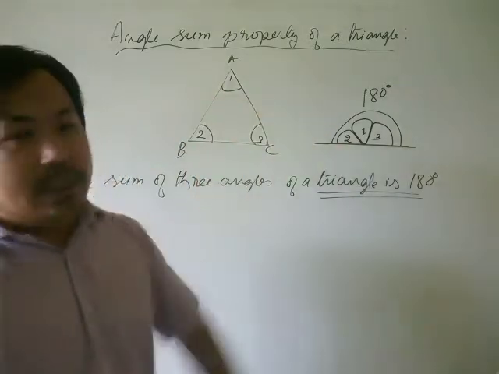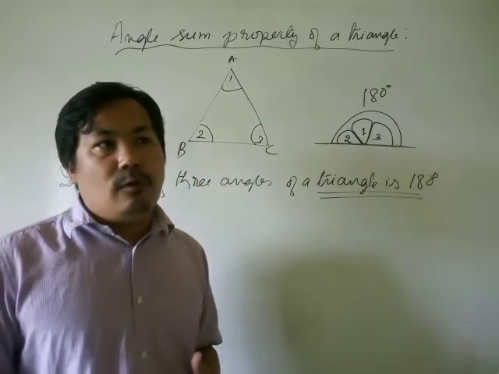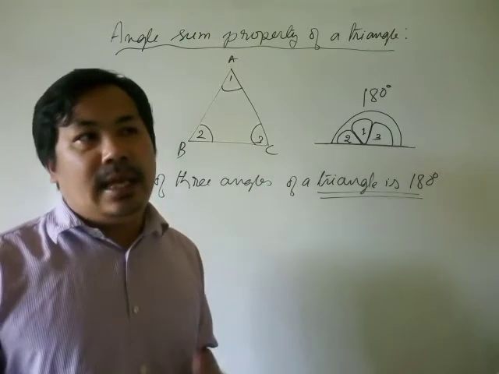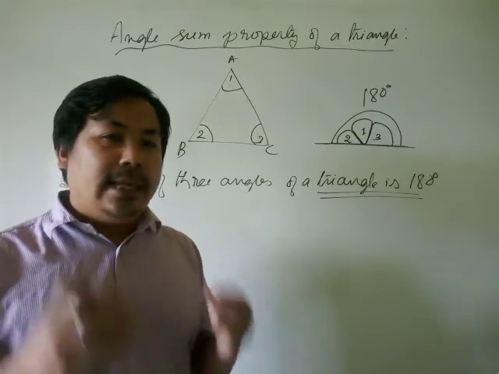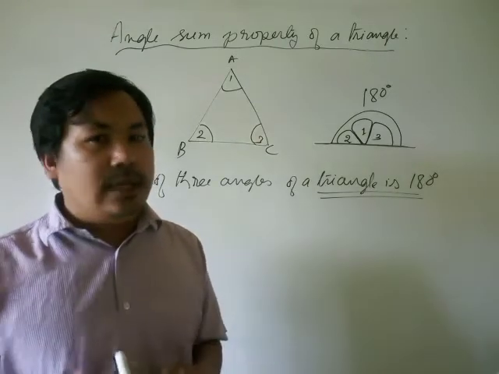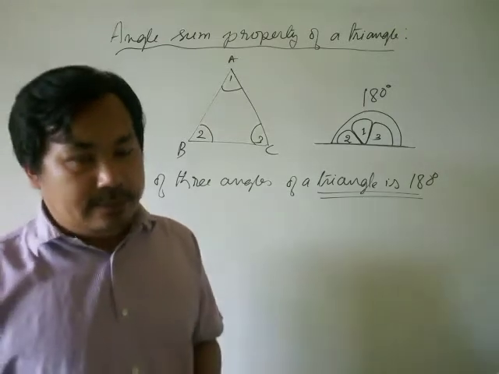Angle sum property. Okay, what is the angle sum property saying? The angle sum property is saying that the sum of three angles of the triangle is always 180 degrees. Now with this, let us go to the next exercise 6.3.